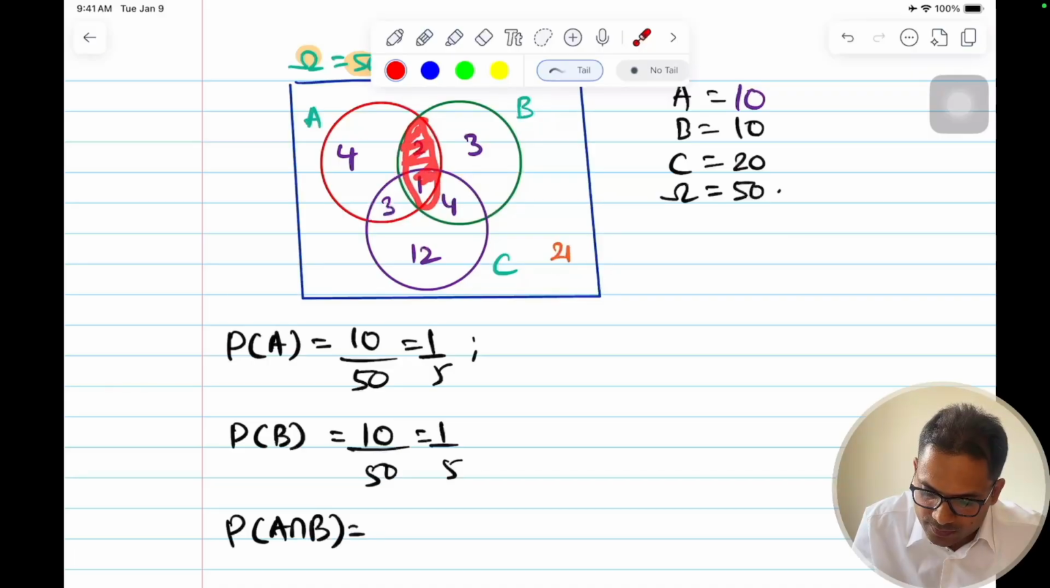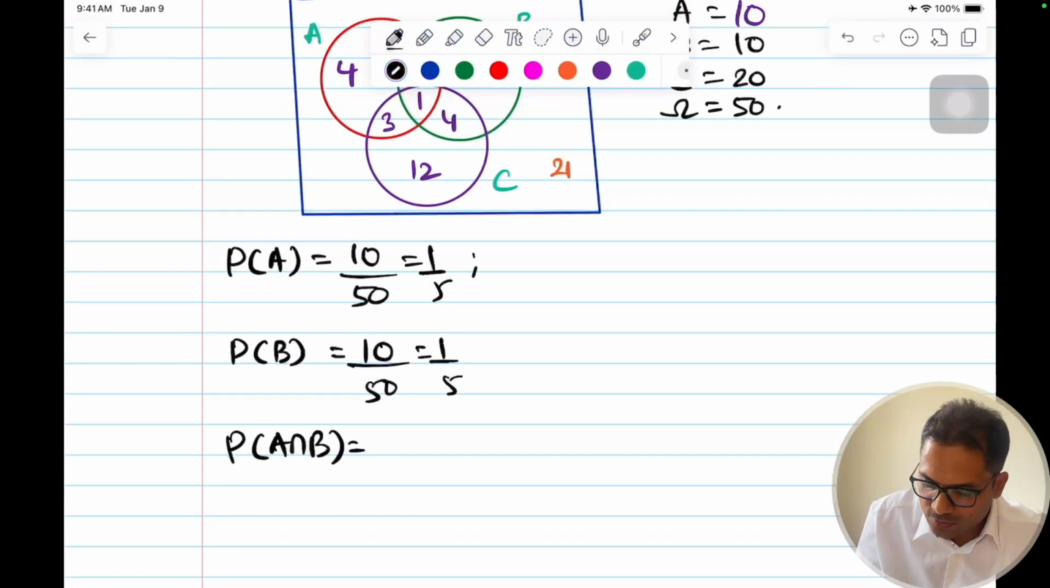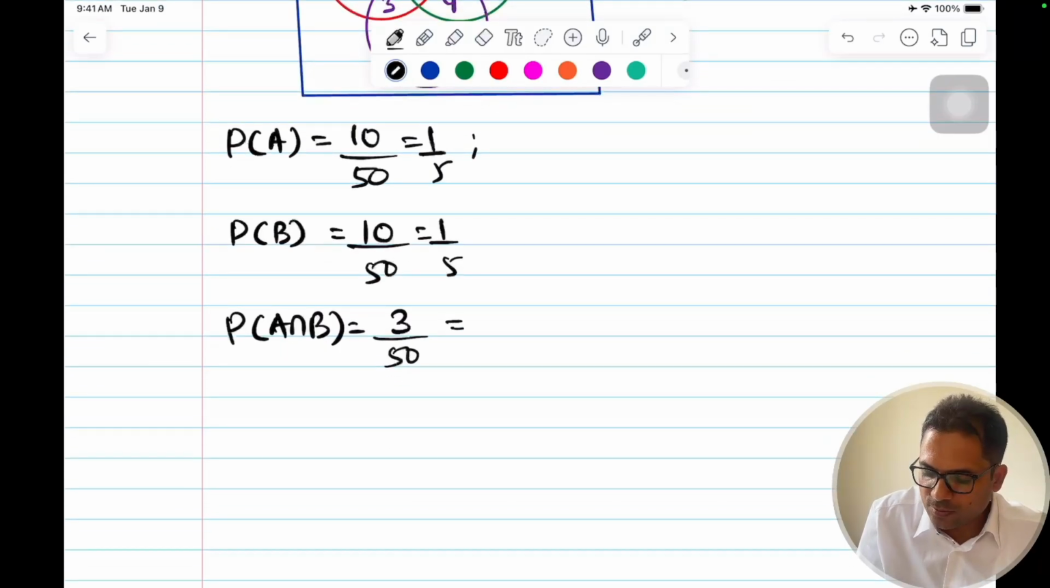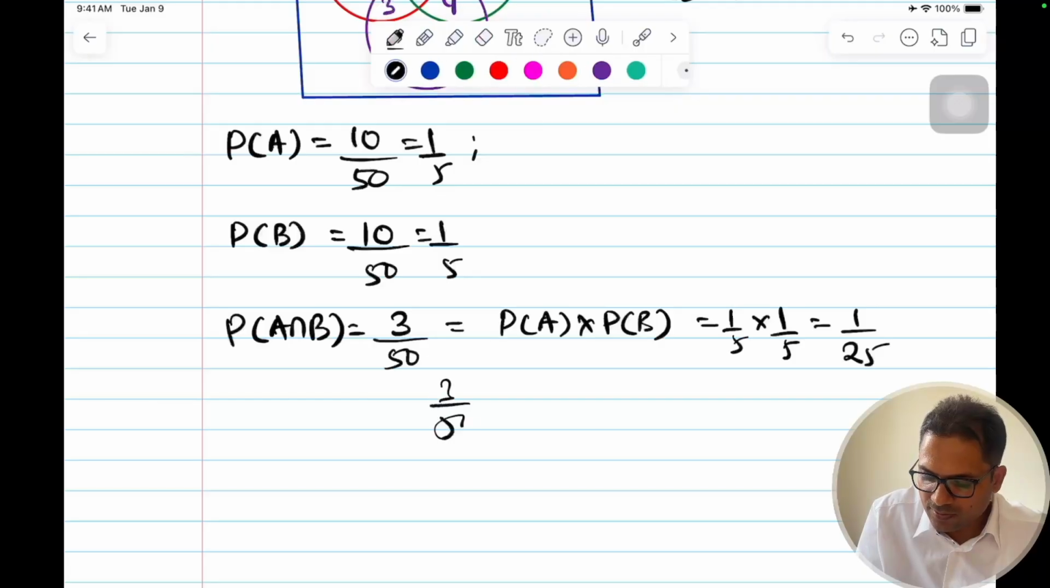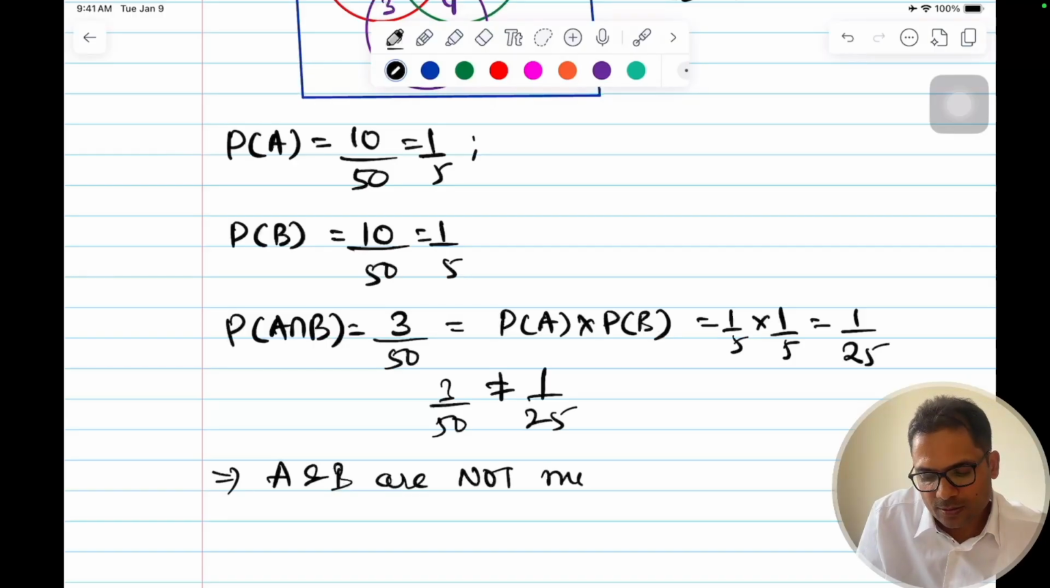This is A intersection B, right? So A intersection B is equal to 3 by 50. Now, is this equal to P(A) into P(B)? This is 1 by 5 into 1 by 5, which is equal to 1 by 25. Definitely, if you see here, 3 by 50 is not equal to 1 by 25. This implies A and B are not mutually independent.